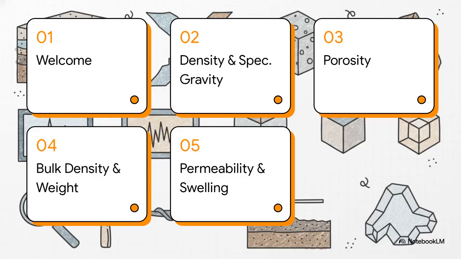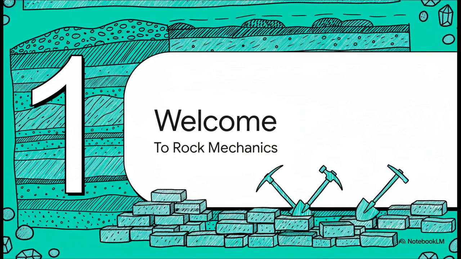All right, here's our syllabus for today's explainer. We'll start with a quick welcome to rock mechanics, then define density and specific gravity. From there, we'll look at porosity, literally understanding empty space, before moving into bulk density and unit weight. Finally, we'll wrap up the lecture with permeability and rock swelling. Let's get right into it. Welcome to rock mechanics. Okay, let's dive into this.